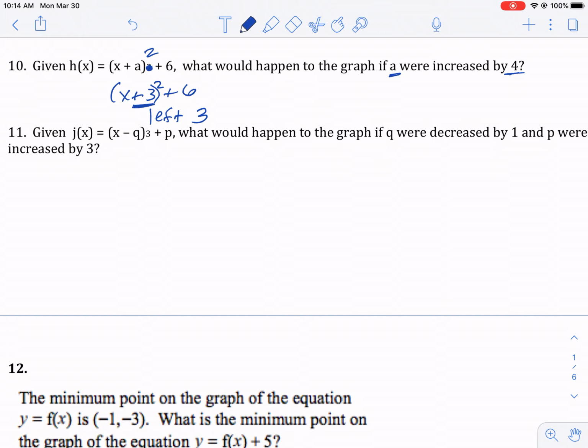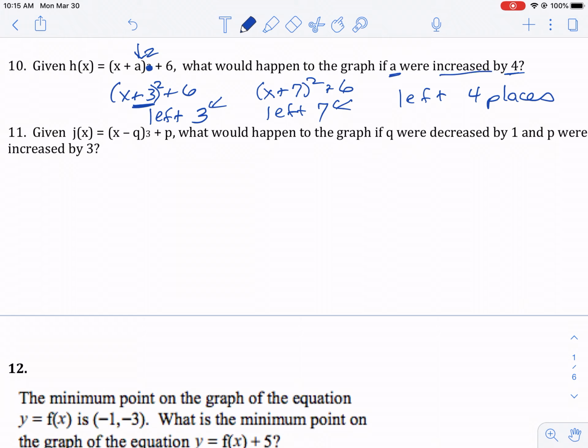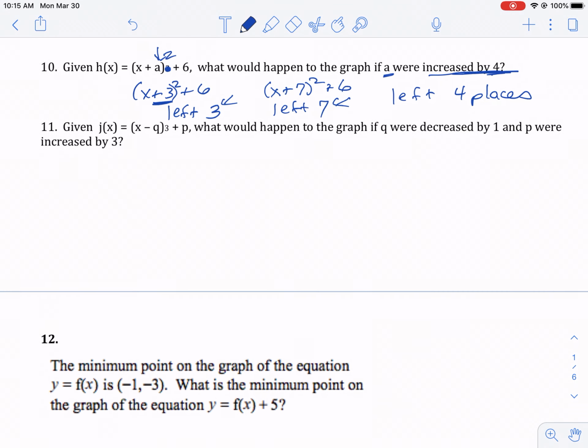So now it says, what if you increase a by 4? So now it would be an x plus 7. So that would be a shift left of 7. So what happened? You just went left 4 more places than you did to begin with. First I went left 3, then I went left 7. So I went left 4 places. And if you think about it, it should make sense because whatever is in with the x goes the opposite direction. So if you're going to increase by 4, you're going to go left 4 more places because it always goes opposite of what it appears.